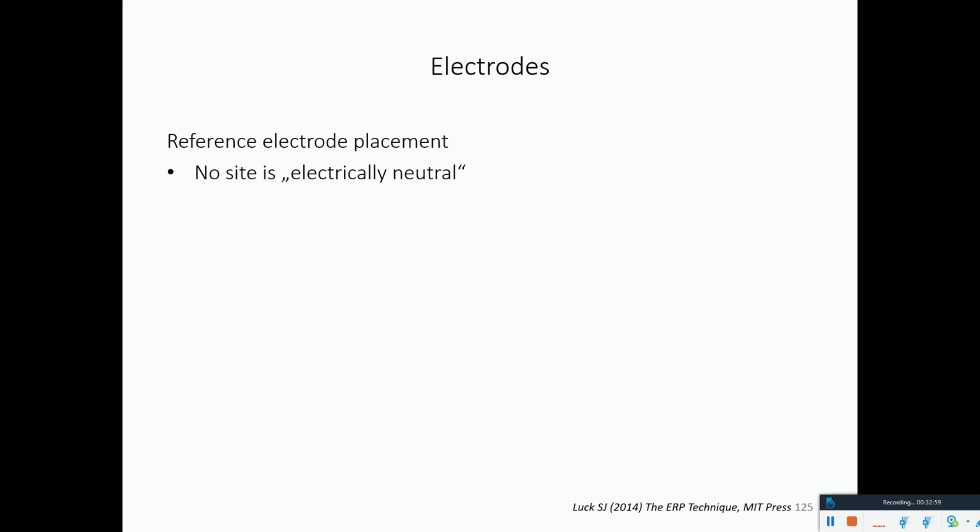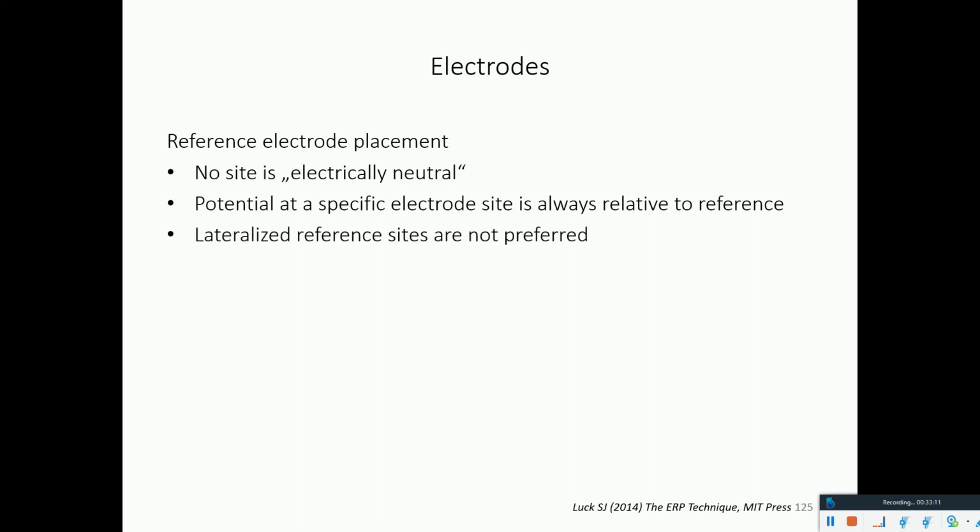The thing is, ideally you would have an electrically neutral site, but then no side of the body of a participant is really electrically neutral. This is what we've seen. What doesn't make too much sense is to use lateralized reference sites, because they then of course induce lateralization biases. What is more important from my perspective is that one always keeps in mind that the event-related potential waveforms that one sees depend on the reference site.